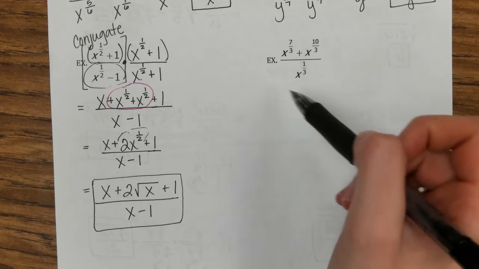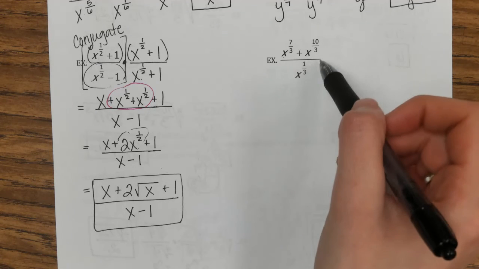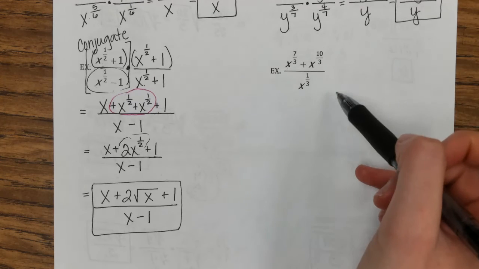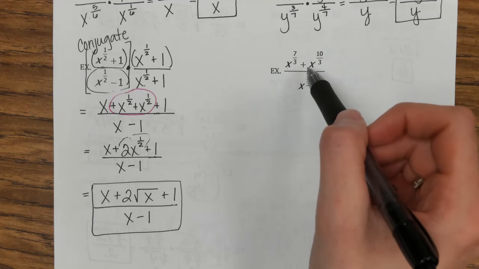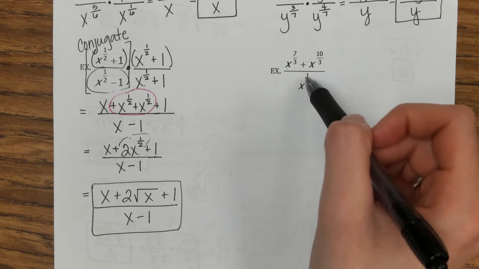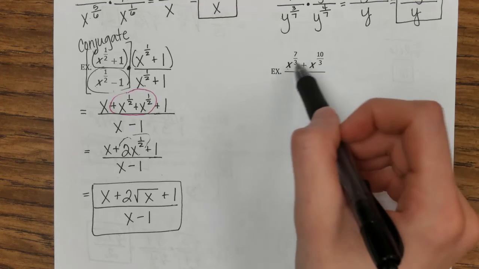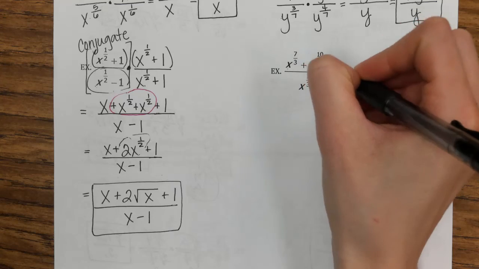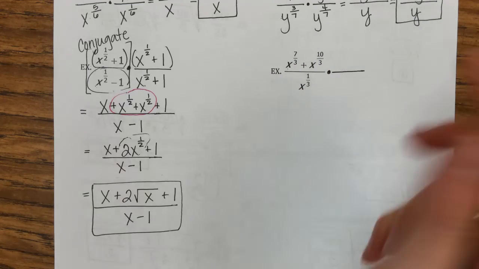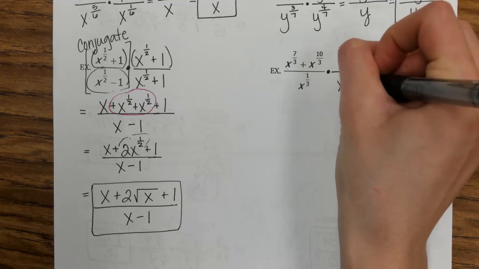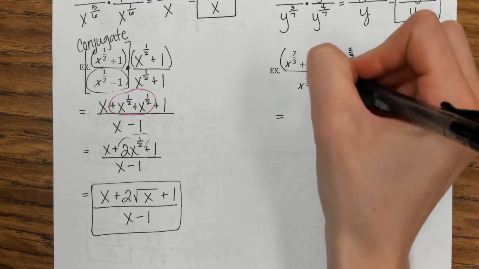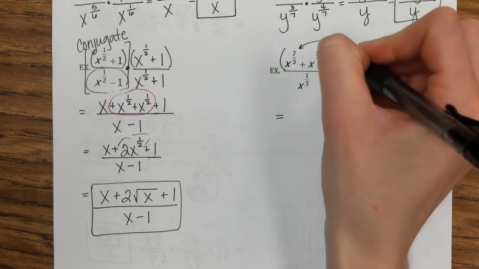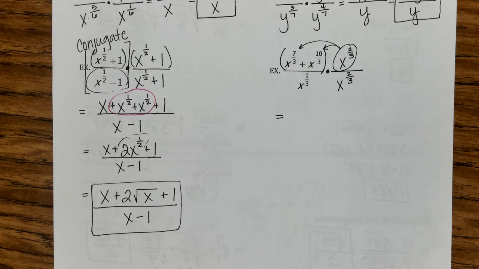This next one. X to the 7/3 plus x to the 10/3 over x to the 1/3. I am not adding 7/3 and 10/3 because I am not multiplying those bases. What I'm going to do is just rationalize because I can't combine these two. So I'm going to rationalize. I have x to the 1/3, so I'm going to multiply that by x to the 2/3. What's going to happen is I'm going to take that x to the 2/3 and I'm going to distribute it. Now I am multiplying like bases, so I'm adding exponents.